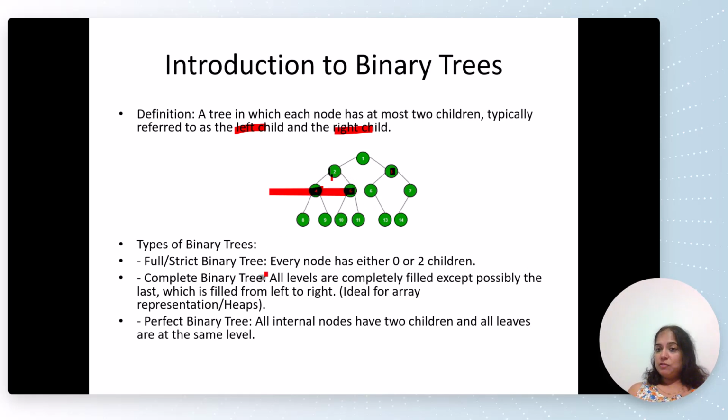Now there are several types of binary trees like full binary tree, complete binary tree and perfect binary tree. Full binary tree is where every node has either two children or 0. That means it cannot have one, either 0 or 2. Complete binary tree is where every level is completely filled except the last one, as we have discussed in the heaps also, right? And perfect binary tree is where all internal nodes have exactly two children and all leaf nodes are at the same level.